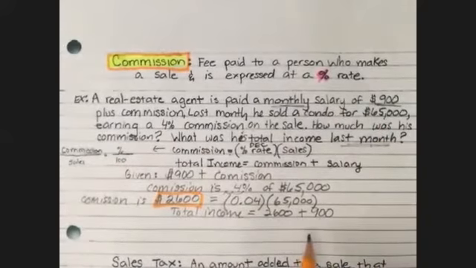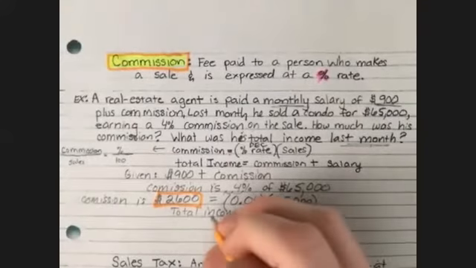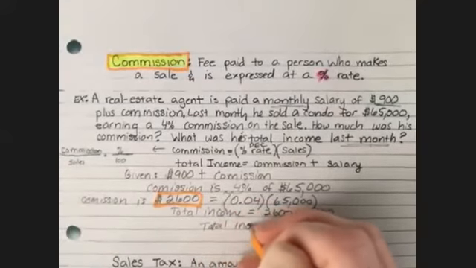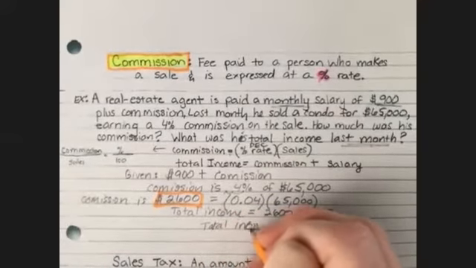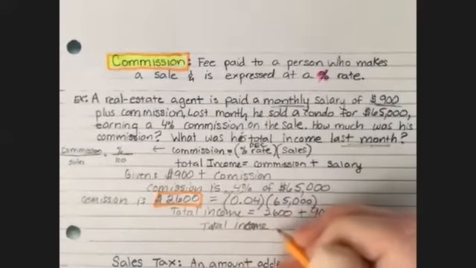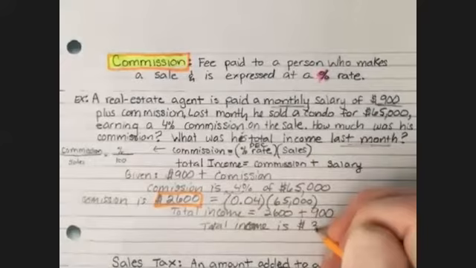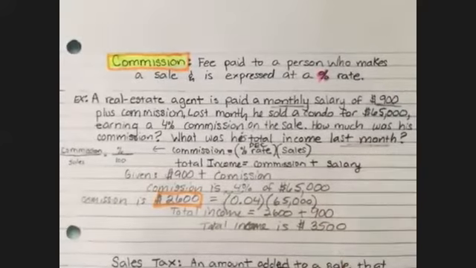All right, so $900 plus $2,600, this person's total income for that month is $3,500.